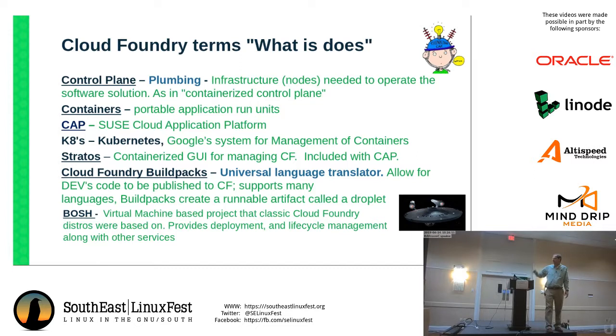And again, that's down there for a thing called CAP, which is the SUSE Cloud Application Platform. Our system runs on top of Kubernetes. So we containerize all the control plane and all the pieces of Cloud Foundry that you need to run. So we can run on about a third of the resources that you would use if you're using traditional Cloud Foundry systems. Again, we're running on top of Kubernetes.